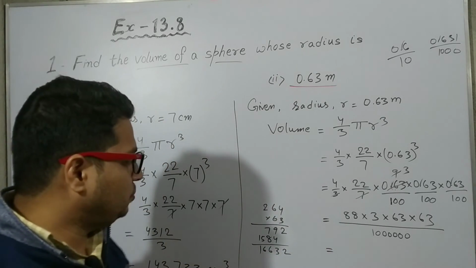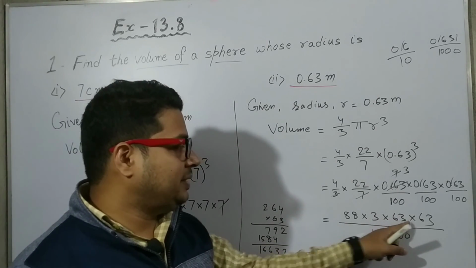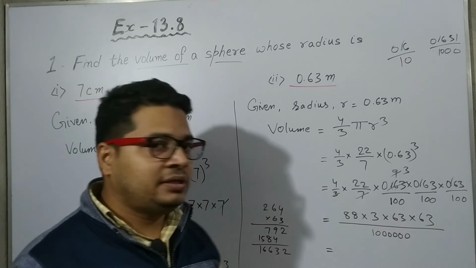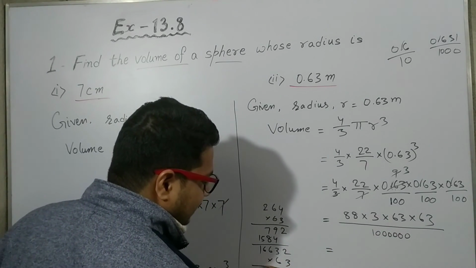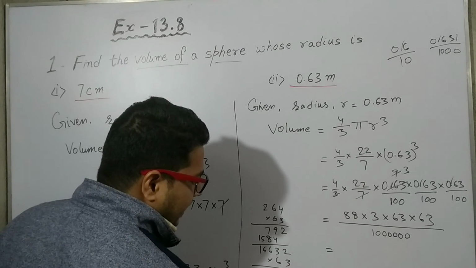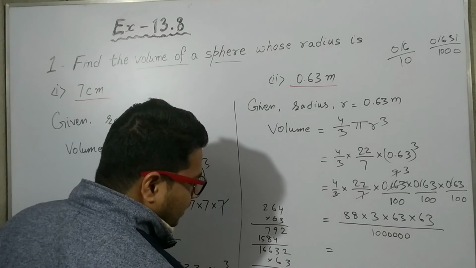We have multiplied up to what? 63, up to this number, and now the only number 63 is remaining. Let's multiply by 63 again. 3 2s are 6, 3 3s are 9, 3 6s are 18, 8 carry 1, 3 6s are 18, 1, 19, carry 1.